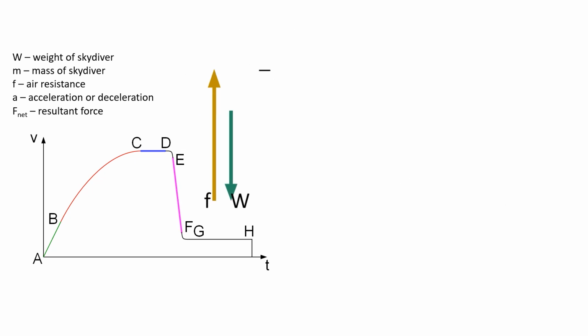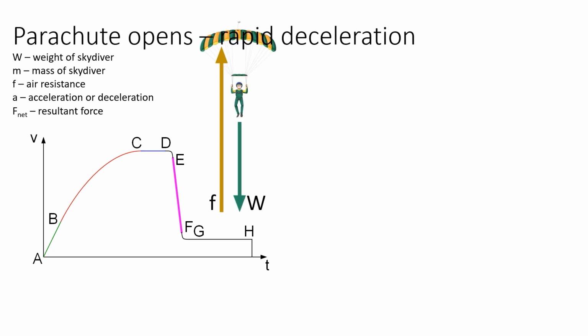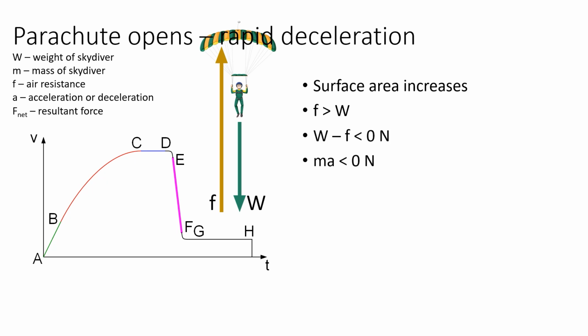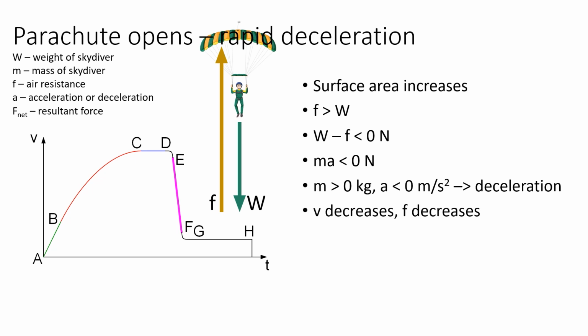Between E and F, the parachute dramatically increases his surface area, causing a sudden surge in air resistance. Now, air resistance is greater than his weight, resulting in an upward net force. Since his mass remains constant, Newton's second law tells us that this results in deceleration. As his velocity decreases, air resistance gradually decreases too.